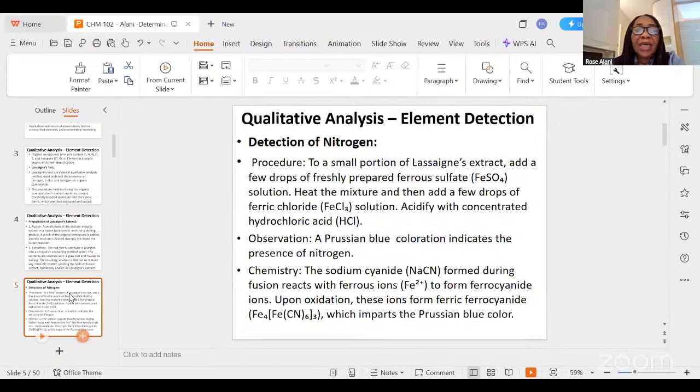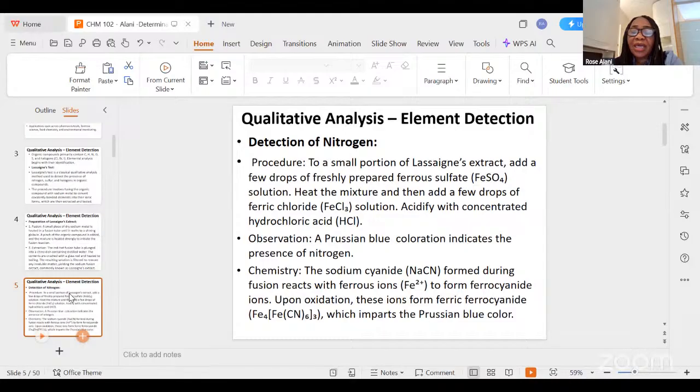So now how do you detect nitrogen? To a small portion of the Lassaigne's extract that you have prepared, add a few drops of freshly prepared ferrous sulfate solution. Heat the mixture and add a few drops of ferric chloride solution. Then add some hydrochloric acid to acidify the solution. When you do this, what you will observe is a Prussian blue coloration, which indicates the presence of nitrogen. What is the chemistry behind this?